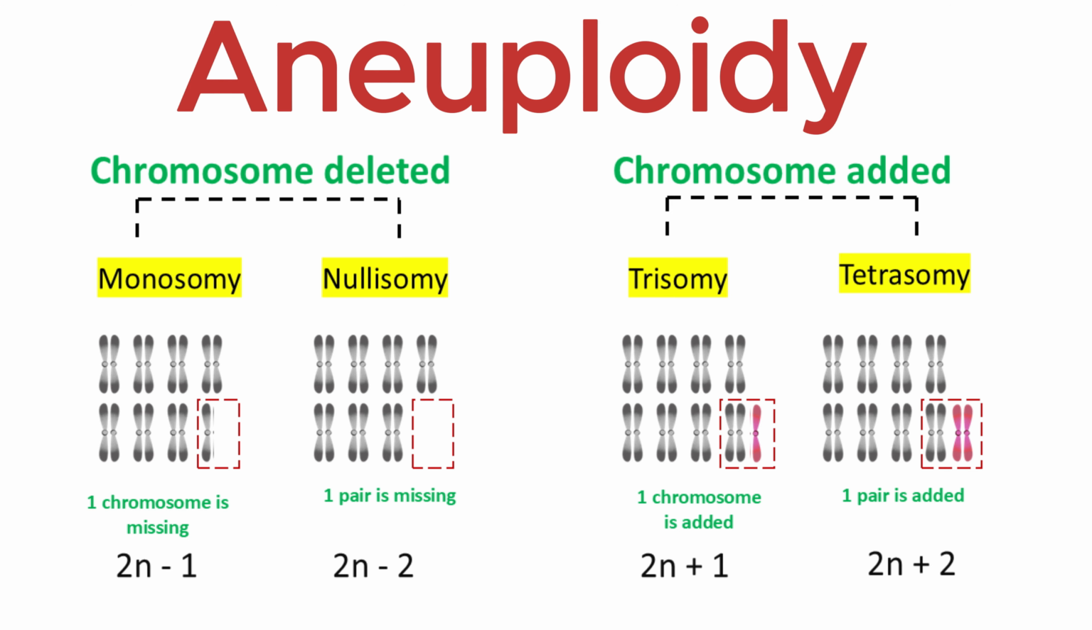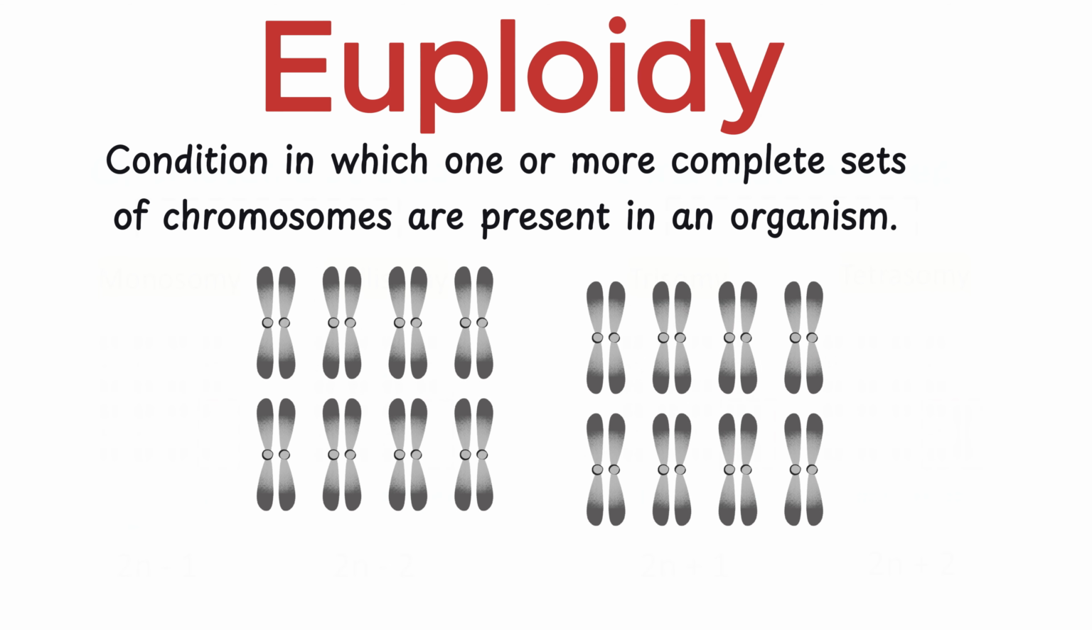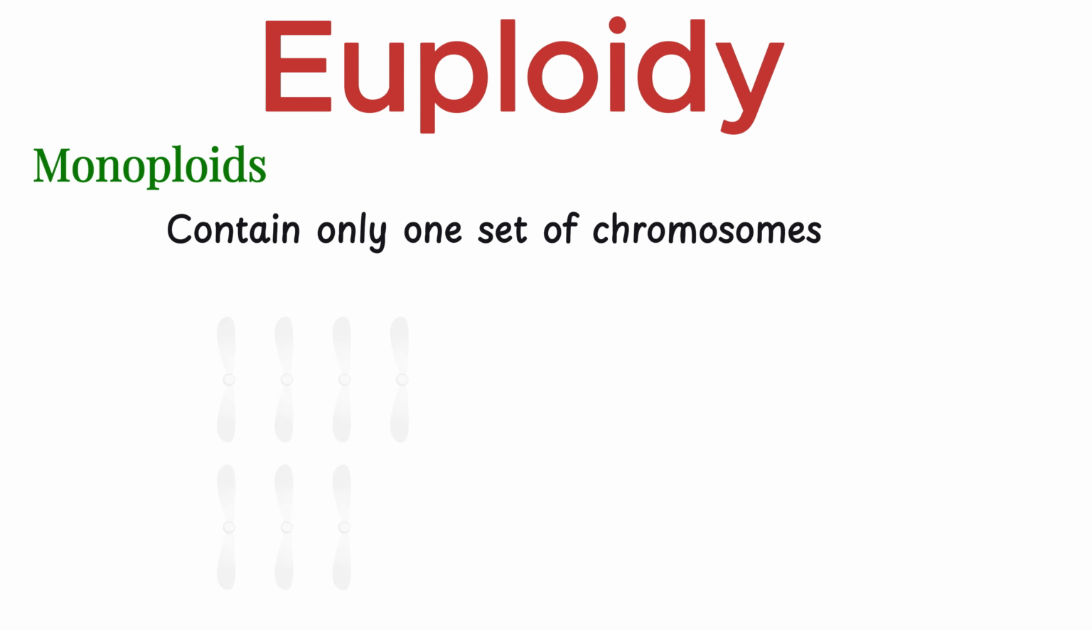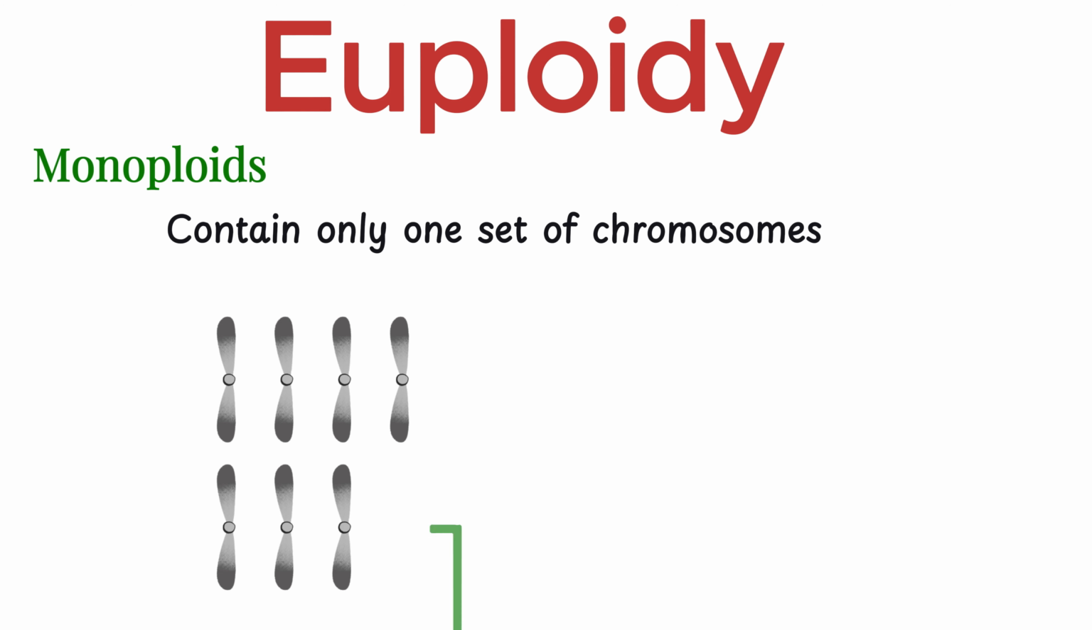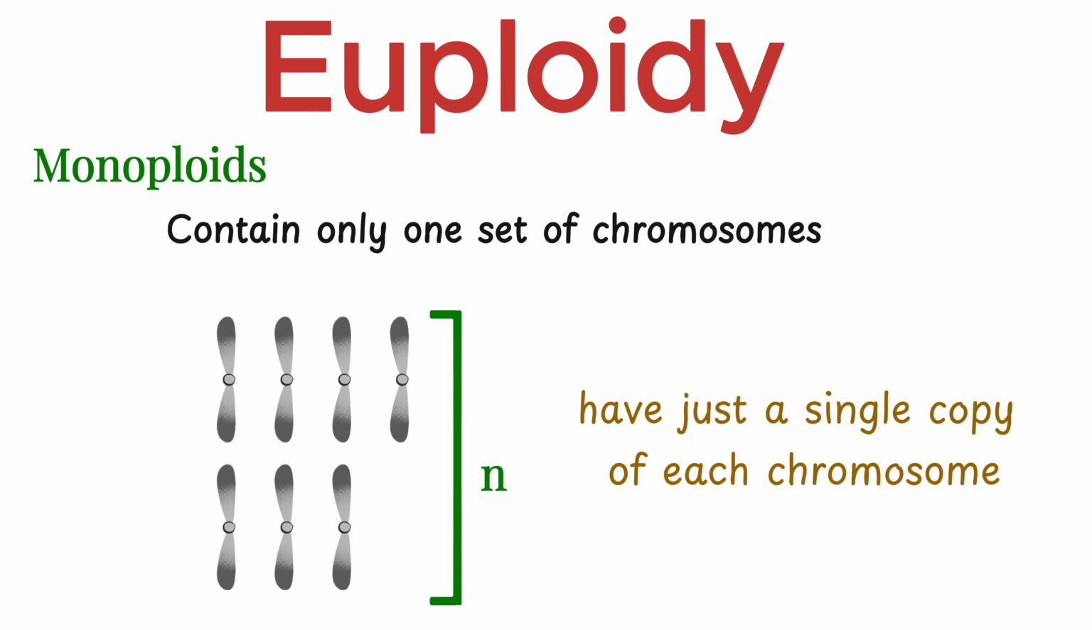Now, let's move on to euploidy. Euploidy is the condition in which 1 or more complete sets of chromosomes are present in an organism. Euploids can be monoploids, diploids, or polyploids. Monoploids are organisms that contain only 1 set of chromosomes, represented as n. This means they have just a single copy of each chromosome, instead of the usual 2 in diploid organisms.